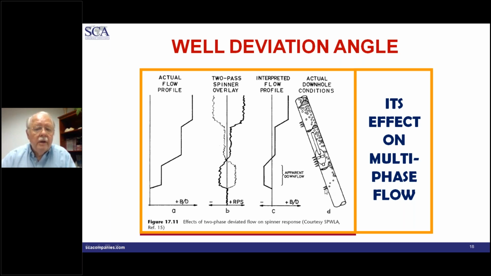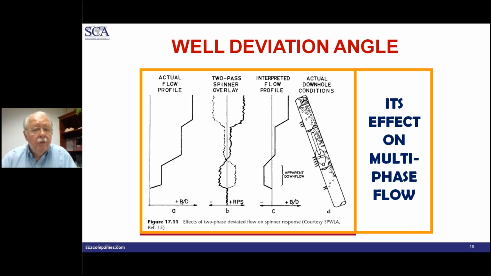Imagine that we have 1, 2, 3 sets of perforations, and that we have water coming in somewhere up here. Now, obviously the water is always going to end up at the bottom. It's going to stay full, right? Now, if you look at the light phase that's coming in, the light phase would be either gas or oil. It comes in and bubbles up along the high side of the pipe.